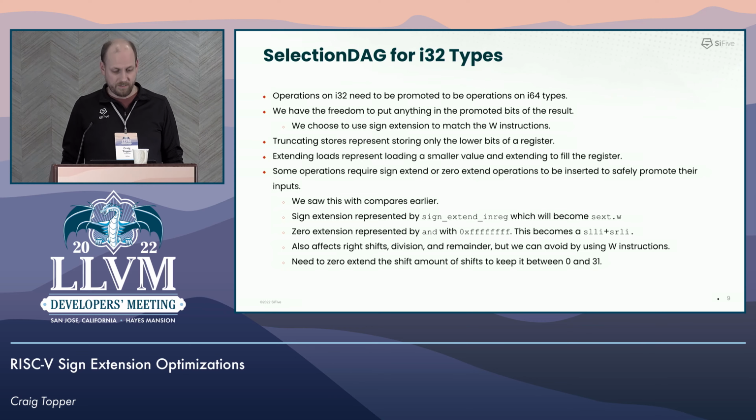The sign extend and zero extend requirement not only affects compares, but also affects right shifts, division, and remainder. But we can avoid this if we use the W versions of those, since they ignore the upper bits of the input. And we also need to zero extend the shift amount of all shifts to make sure the value stays between 0 and 31. Otherwise, it becomes undefined behavior.